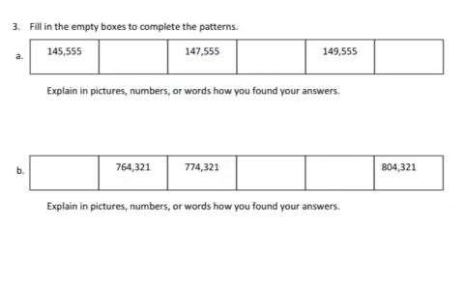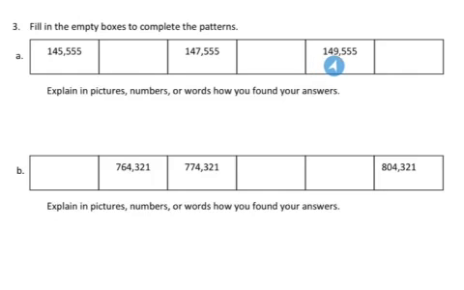Okay? All right, so I'm going to do number 3, and it says fill in the empty boxes to complete the patterns. So we're going to look at the numbers here in the patterns and see what we can fill in. So by looking at 3A, I have 145,555. Then my next one is 147,555. So the only thing that changed was the thousands place. So let's just see if that continues in our pattern.